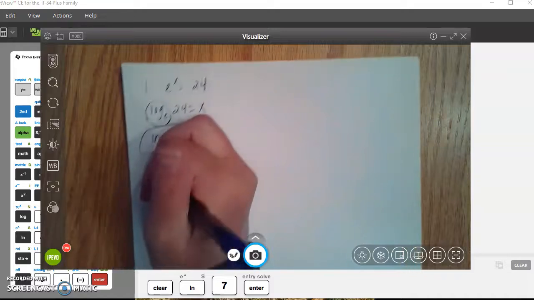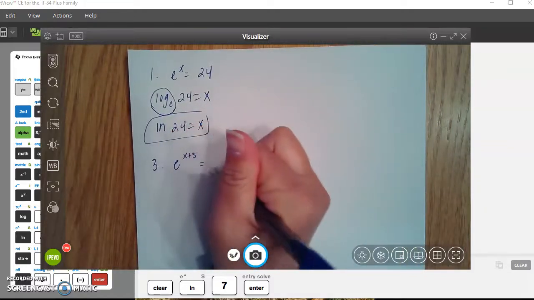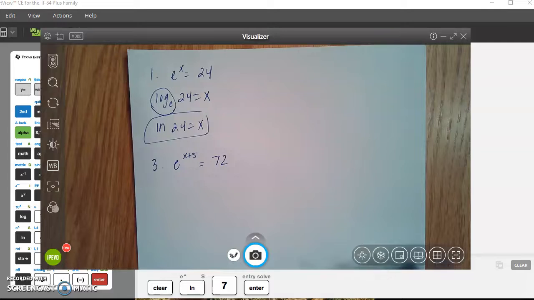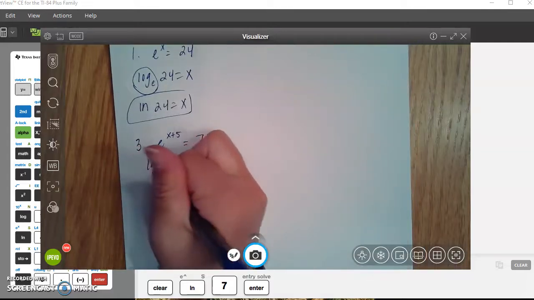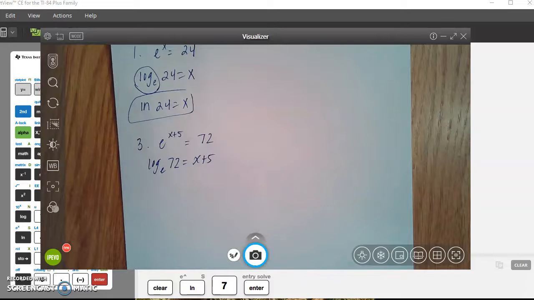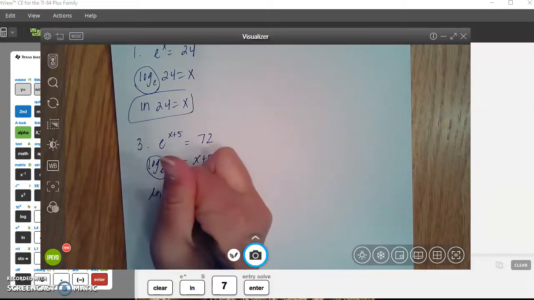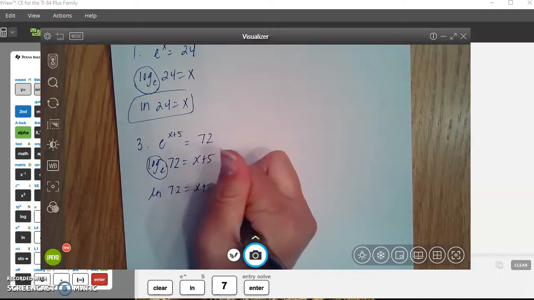Okay, let's look at number 3. Number 3, we have e to the x plus 5 is equal to 72. We're going to rewrite this as log base e of 72 is equal to x plus 5. Okay, remember your log base e is written as natural log of 72 is equal to x plus 5.